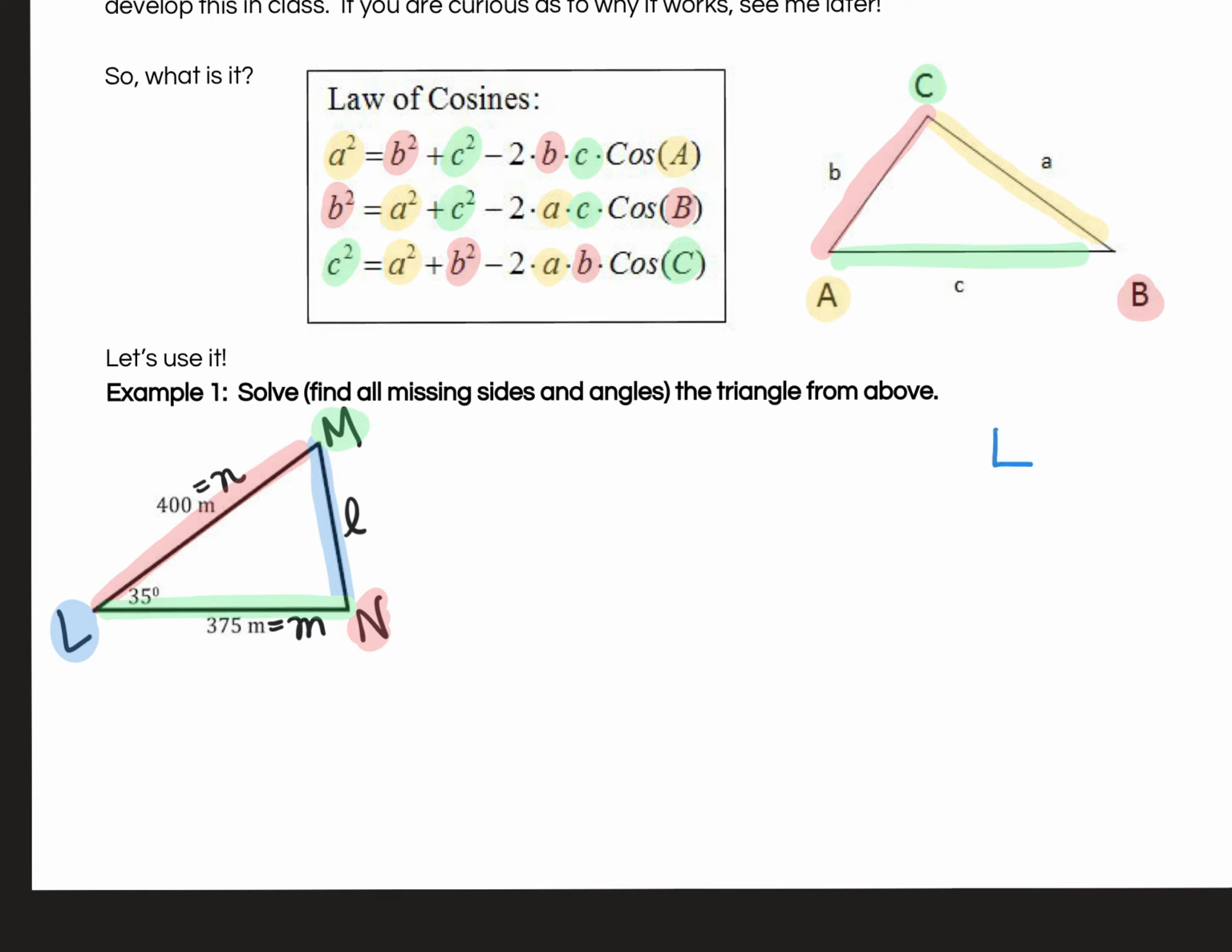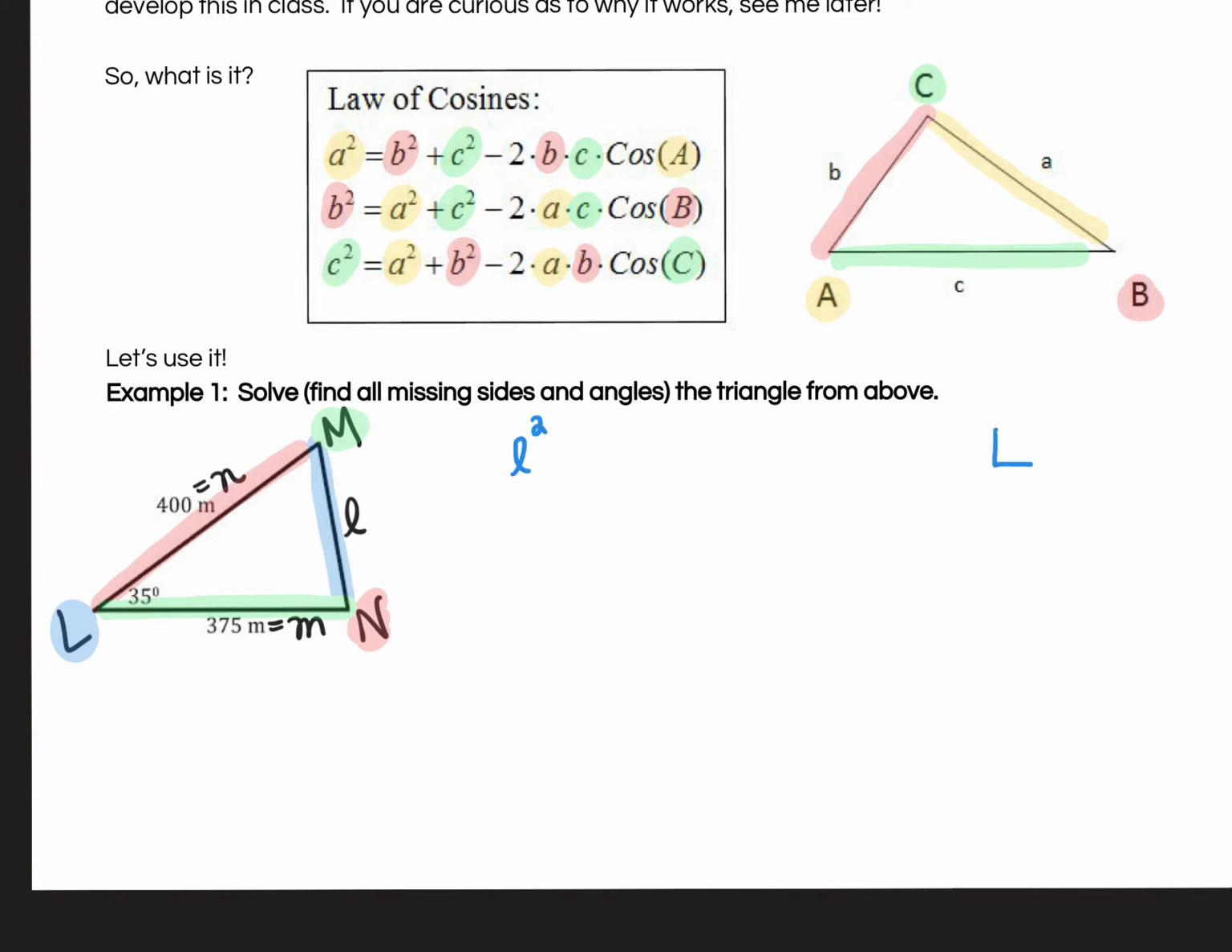Now, because I wrote angle L on the left side of my equation, I'm going to have L squared. And around angle L, I'm going to have cosine. Okay, now the rest of this equation, we're going to fill in with the other two pieces. Now the other two pieces are m and n.